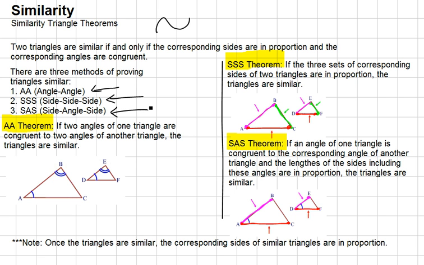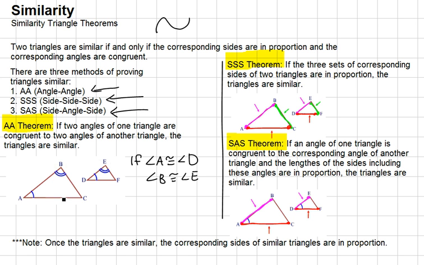AA, or angle, angle theorem. If two angles of one triangle are congruent to two angles of another triangle, the triangles will be similar. So what that means is, take these two triangles. If angle A is congruent, this is the symbol for congruent, to angle D, and if angle B is congruent to angle E. Notice all the geometry symbols used here. You need to know these symbols.